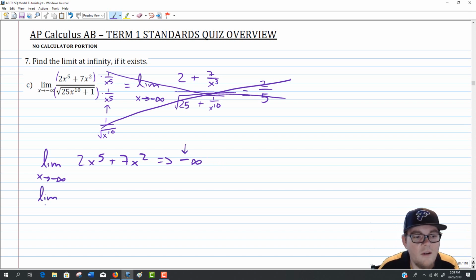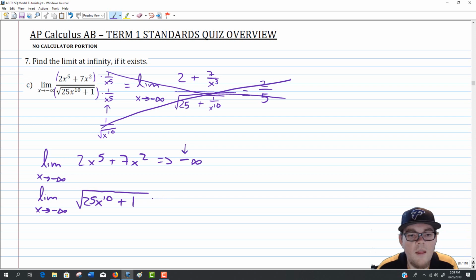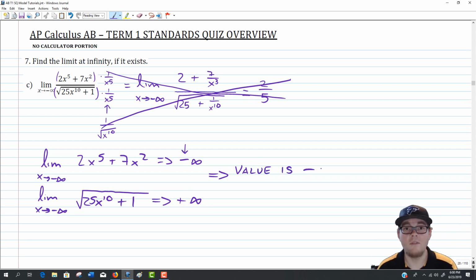On the flip side, our denominator, while still approaching x equals negative infinity, is the positive square root of 25x to an even power plus 1. This is actually approaching positive infinity, because when you take a negative number to the 10th power, all those negatives pair up and it becomes positive. And the square root of something positive is definitely positive. What that tells me is that the value of our limit is going to be a negative number.